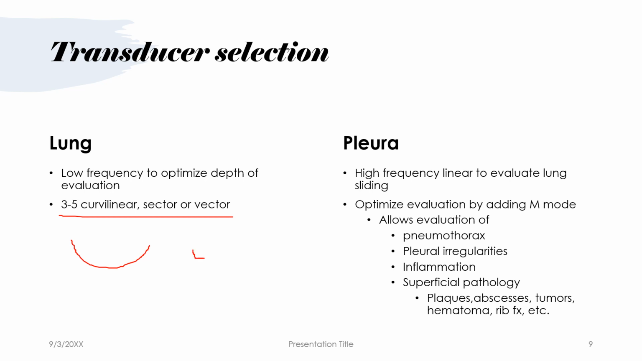Sector and vector are going to have smaller footprints. A sector will diverge in an origin like this, whereas a vector will have more of a singular origin and diverge. So these will give you more of a pie-shaped appearance, where the curvilinear is going to give you more of a curved appearance of your scan field. Any of these usually range at about 3 to 5 megahertz and can provide good access to the depth of the lung.